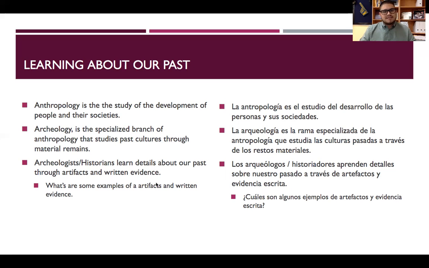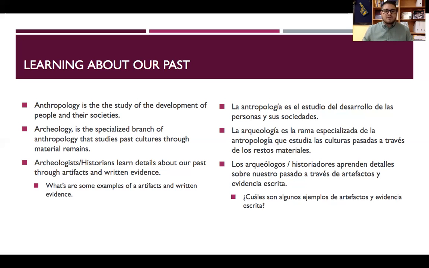Now, archaeologists/historians learn details about our past through artifacts and written evidence. So like I said earlier, anything that's a physical object that you can hold in your hand that's left from a different time period, that's an artifact. Now, written evidence could be a map, it could be a letter, it could be pretty much anything, it could be a book.